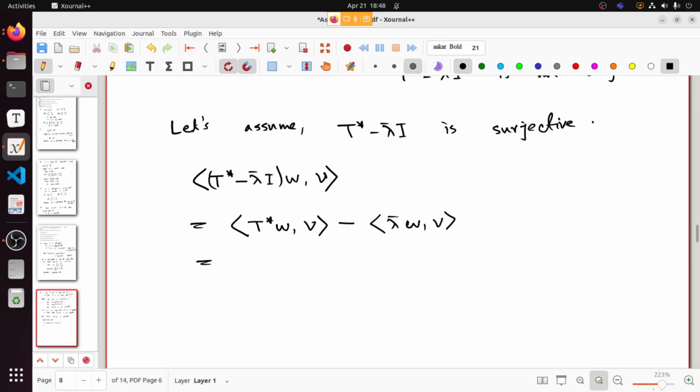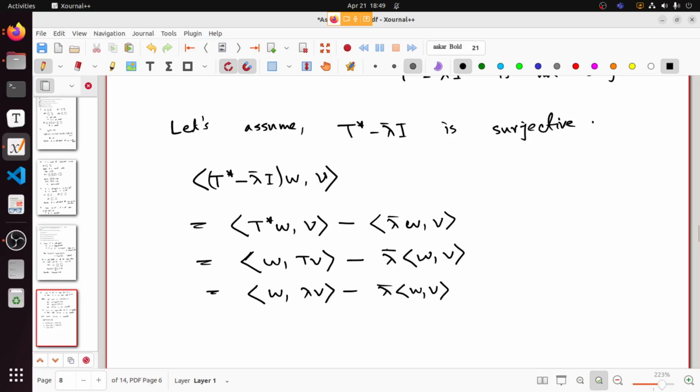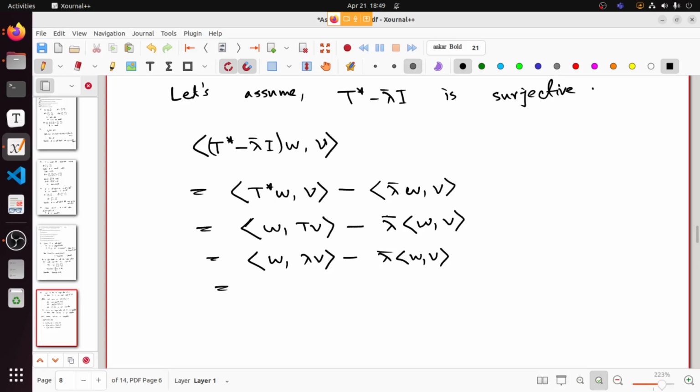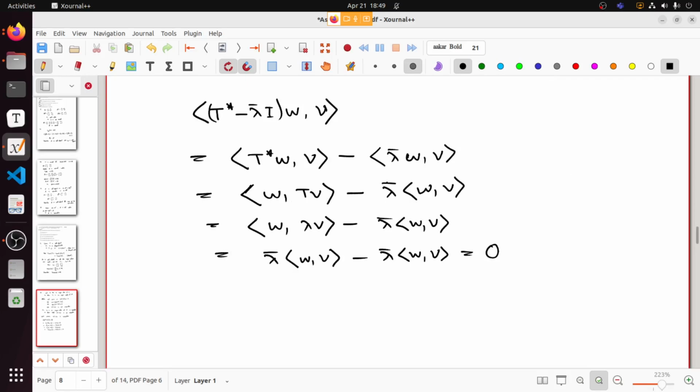Taking T star to the other side, it will be W, T V, by the definition of the adjoint, and minus lambda bar W V. And T has an eigenvalue lambda, so this is W, lambda V, minus lambda bar W V. If lambda comes out, it will be lambda bar because it is in the second variable. So W V minus lambda bar W V. So this is 0, right?